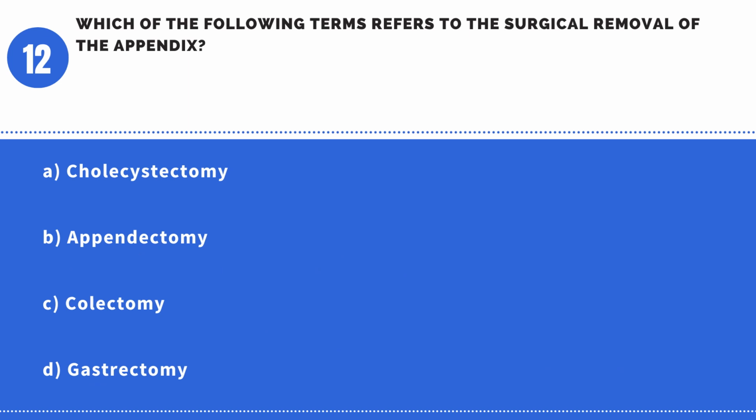Question 12. Which of the following terms refers to the surgical removal of the appendix? A. Cholecystectomy. B. Appendectomy. C. Colectomy. D. Gastrectomy.